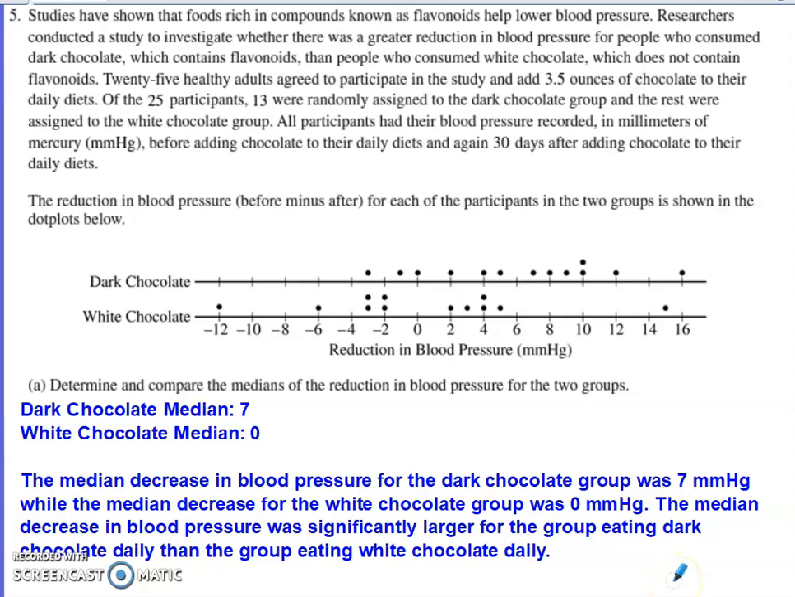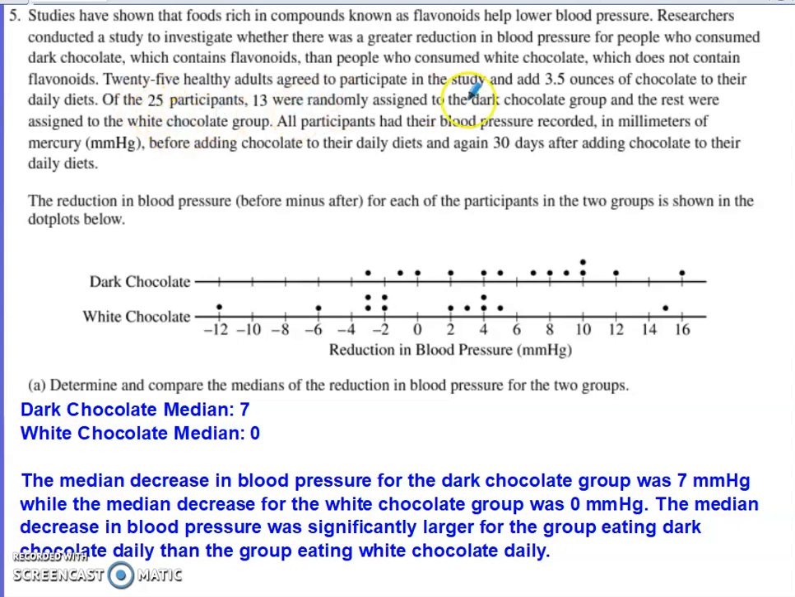This is problem number 5 from the 2022 AP Stats free response set. This question kind of makes its way into several different areas of the course, and it involves lowering blood pressure. So researchers are conducting a study to investigate whether you get a greater reduction in blood pressure for people who consume dark chocolate, which contains flavonoids, than people who consumed white chocolate, which does not contain those.